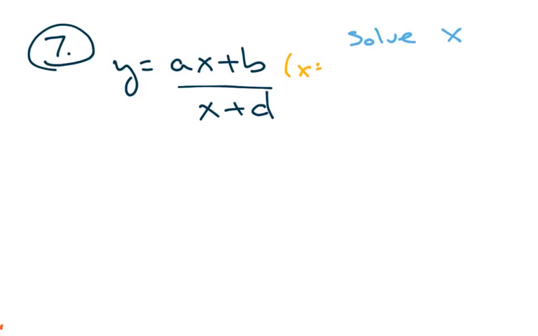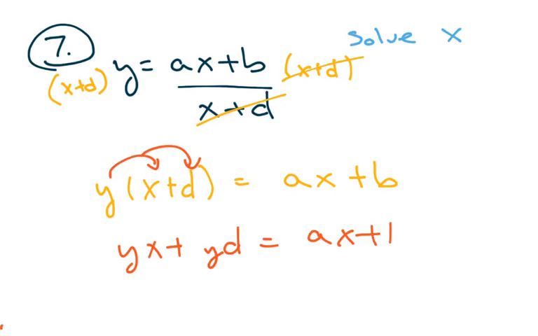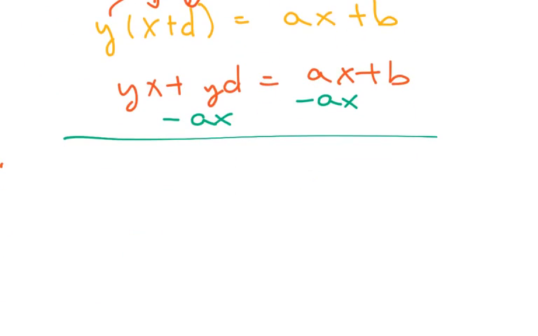Irrespective of whether you knew what to solve for or not, I hope the first move was to multiply through by x plus d to cancel those out, and we're left with y times x plus d. I just wrote y in front. It doesn't matter if it's in front or behind. All right, from here, just like the previous problem, we're going to distribute. We're going to get yx plus yd equals ax plus b. If I'm solving for x, that means I want to get all my x's on the same side, so I'm going to subtract ax from both sides. I'm going to get yx minus ax plus yd equals b, and then I'm going to subtract yd.